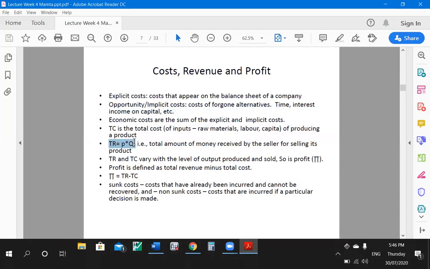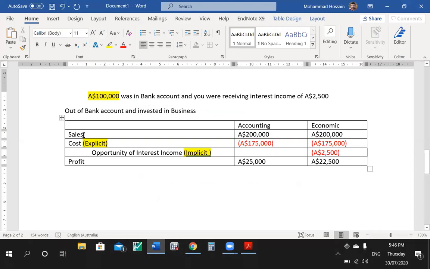Another thing I try to establish here is total revenue. How do you calculate total revenue, or sales? Total revenue is calculated by multiplying price and quantity. That's how you calculate total revenue: price into quantity. Always remember this one. Okay, that's your total cost.